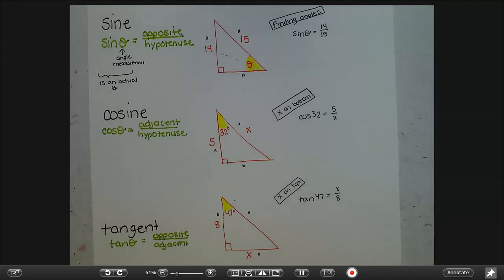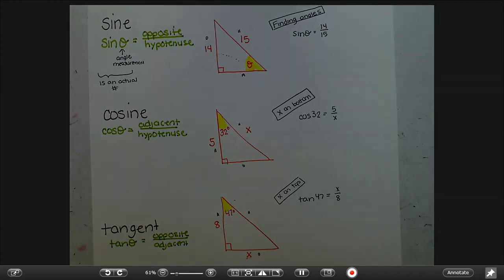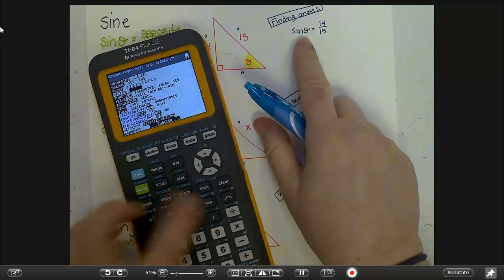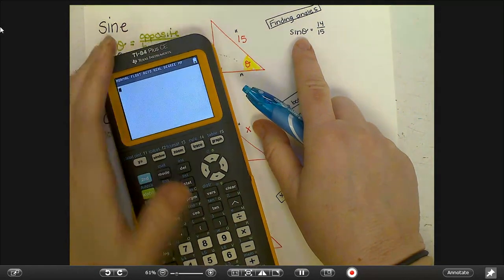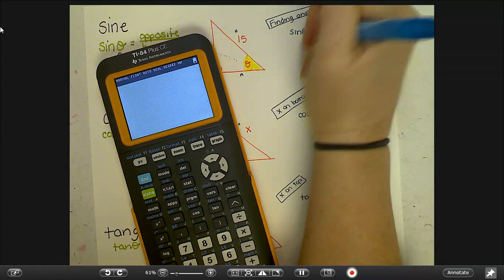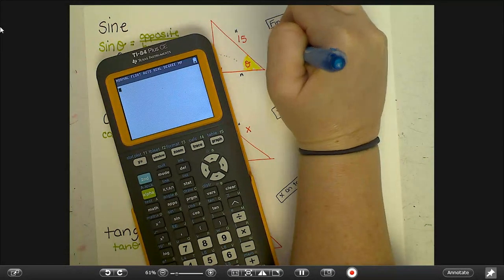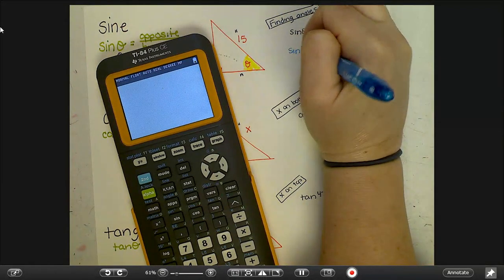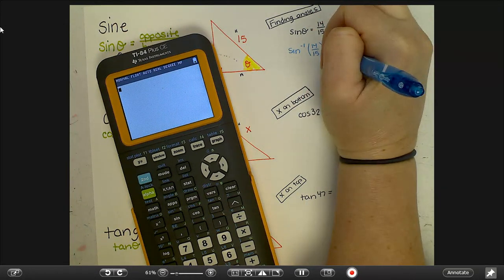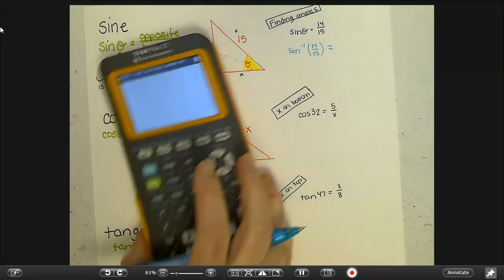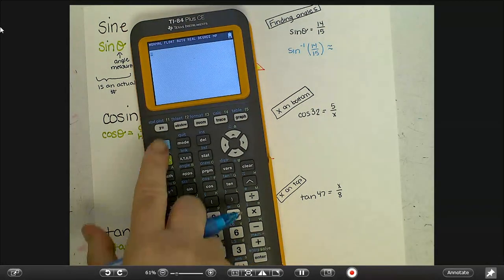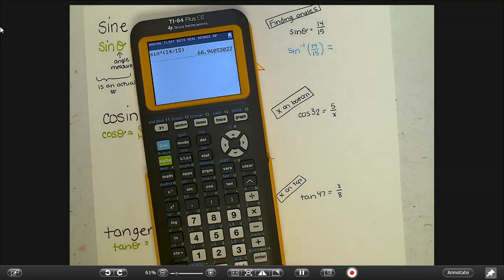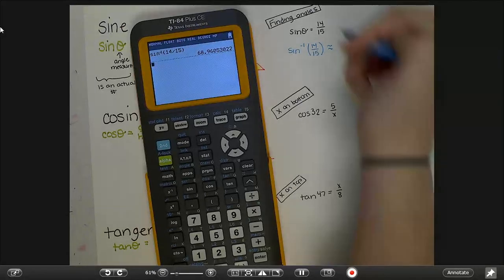All right, and now the part where people sometimes get stuck. How do you solve them? Well, when what we're looking for is the angle, we are going to have to use this reverse strategy of the inverse. So when you're looking for the angle, you change it to inverse. So it's the opposite. We're looking backwards. And since we know the ratio, all we have to do is type this into the calculator. In this calculator, you press second sine and then 14 divided by 15 in parentheses. And it tells us 68.96.